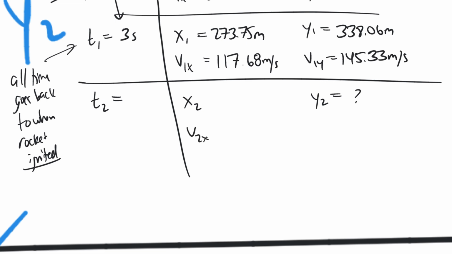V2 in the X and V2 in the Y. Okay, V2 in the Y is 0 because it is no longer going up, so that's cool. And V2 in the X is the value that just keeps on giving, right? Because the acceleration in the X is 0, so we have that value, okay?